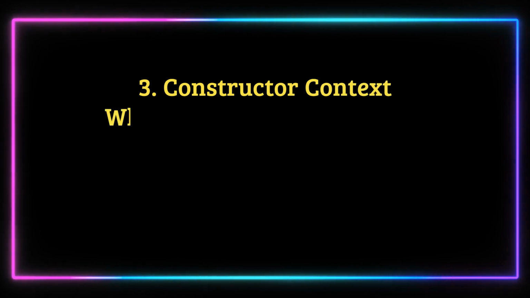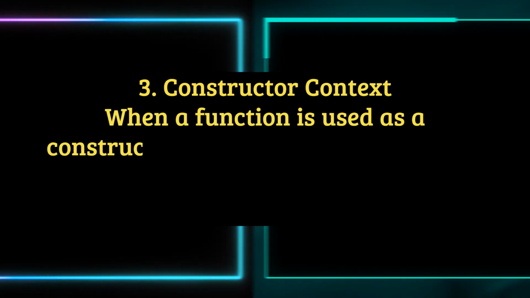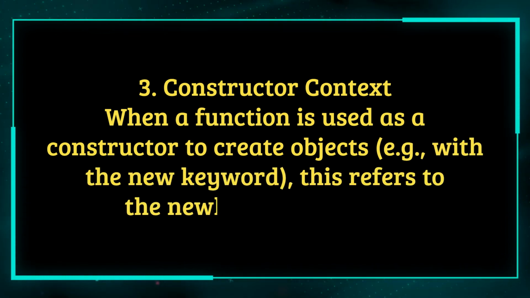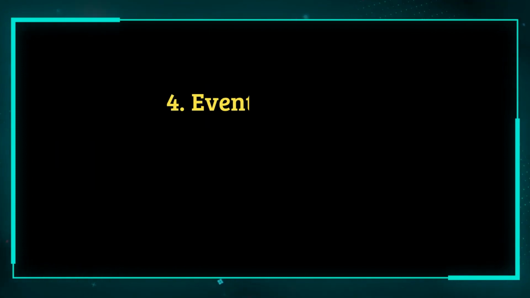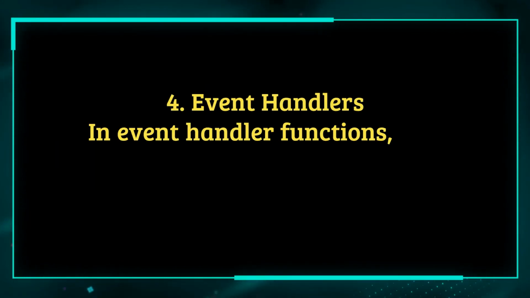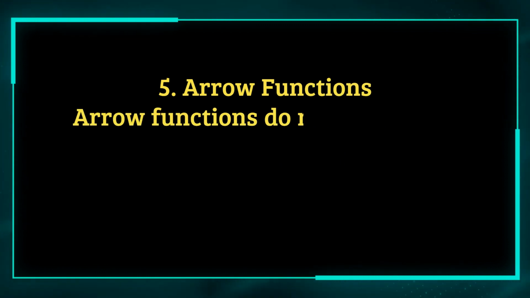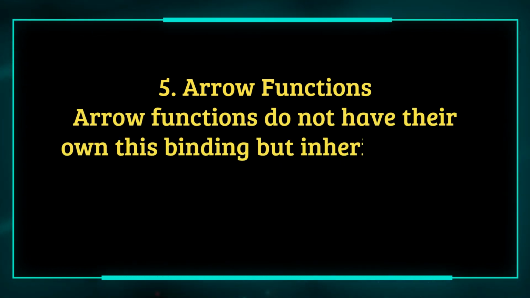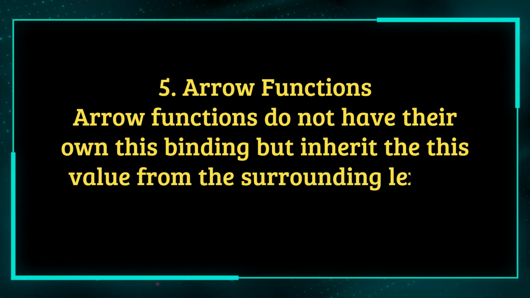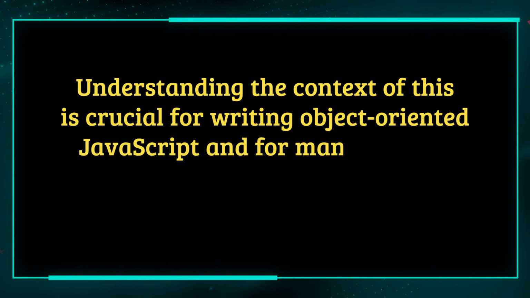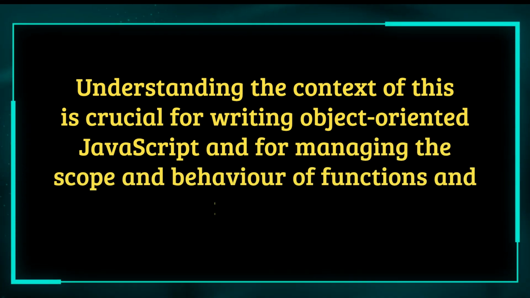3. Constructor context. When a function is used as a constructor to create objects, for example with the new keyword, this refers to the newly created object. 4. Event handlers. In event handler functions, this typically refers to the DOM element that triggered the event. 5. Arrow functions. Arrow functions do not have their own this binding but inherit the this value from the surrounding lexical, enclosing, context. Understanding the context of this is crucial for writing object-oriented JavaScript and for managing the scope and behavior of functions and methods.